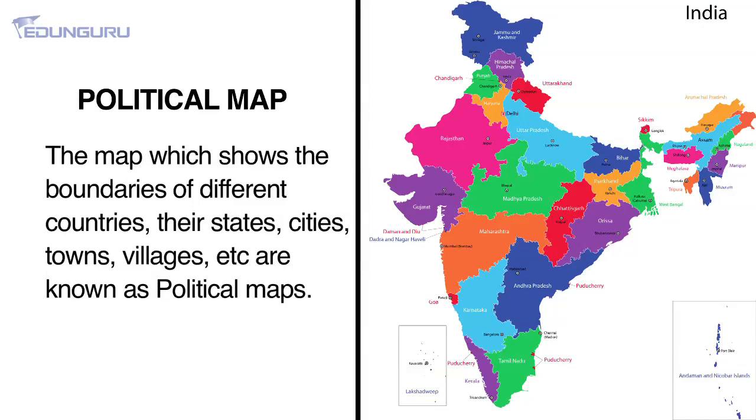When we talk about political maps, these are the maps that show the boundaries of different countries, their states, probably cities, towns, villages, etc. These are the political maps that show the boundaries.